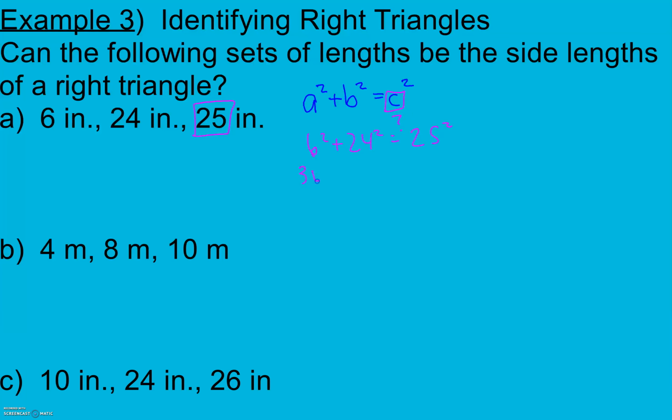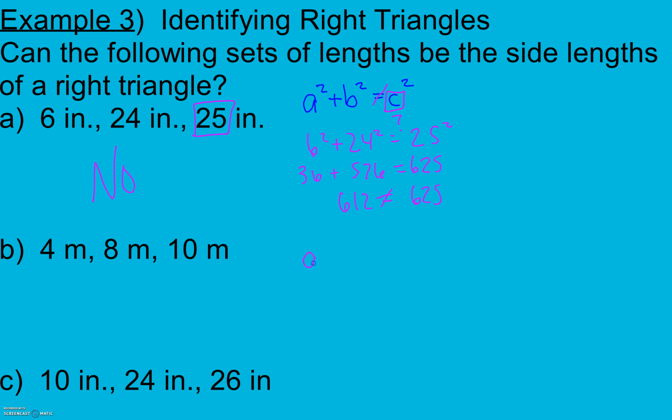Let's check this. 36 is what we get when we take 6 squared, 24 squared is 576, 25 squared, 625. When we add these up, 576 plus 36 is going to give me 612, which does not equal 625. So since a squared plus b squared equals c squared is not true, this is not a right triangle.